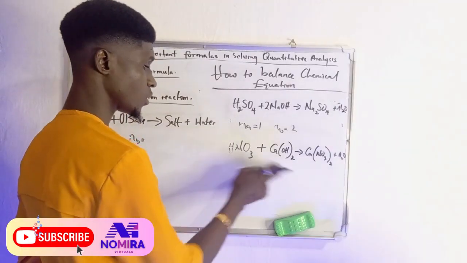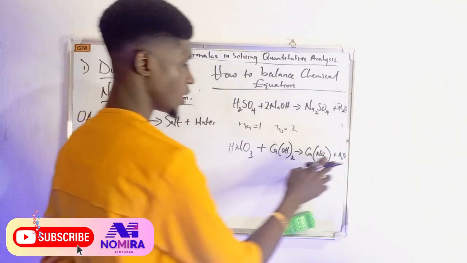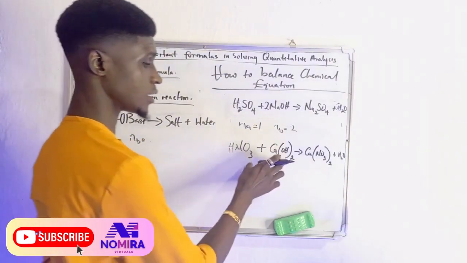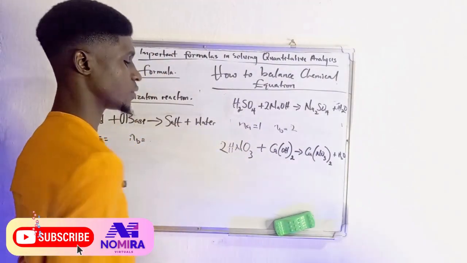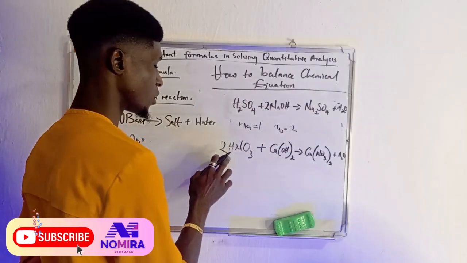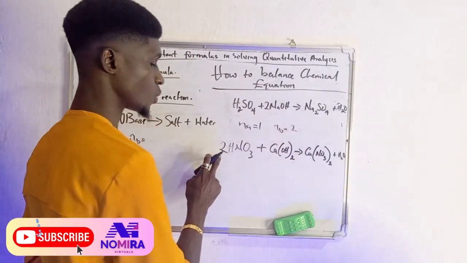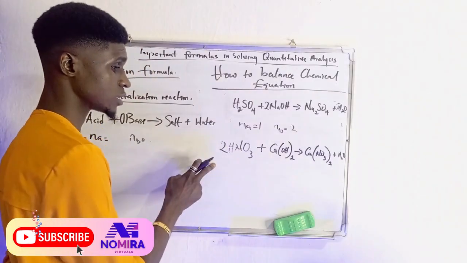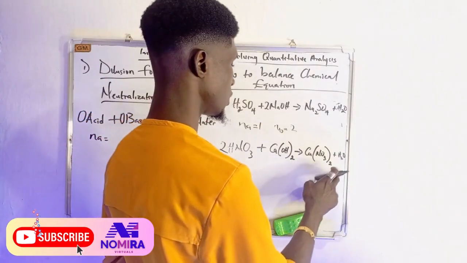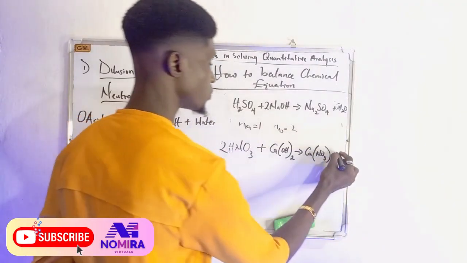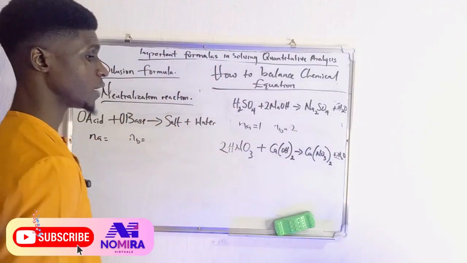Hydrogen is 1 here, 1 here, plus there are 2 hydrogen here, therefore it's a total of 3 on the reactant side. Hydrogen is 2 on the product side. So we have to balance this odd number by putting 2 here, right? So hydrogen is now 2 plus 2, a total of 4 on the reactant side. On the product side, hydrogen is 2. So to make it 4, you put 2 here, right?